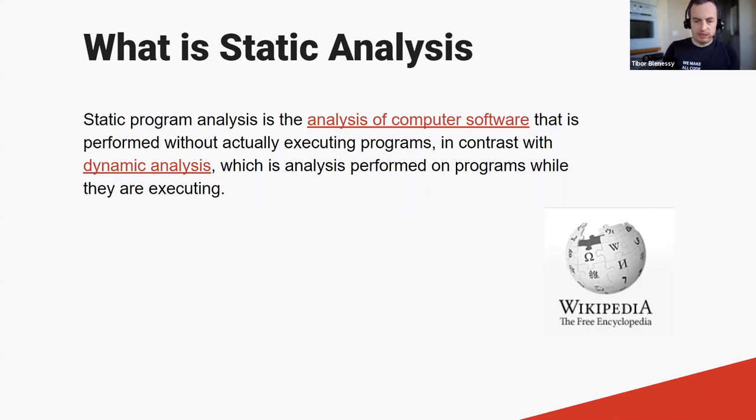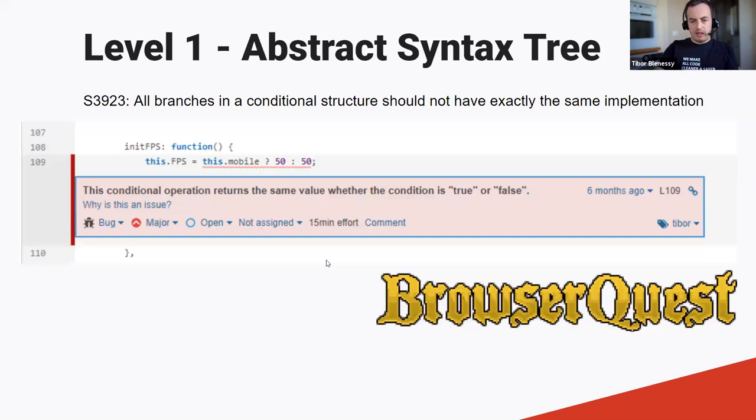And how does it actually work? How do you actually implement something like static analysis? So there are different levels. The first level to do static analysis is the syntax level. We look at the source code and we build something which is called an abstract syntax tree. And one rule which works on this syntax level is: all branches in a conditional structure should not have exactly the same implementation.